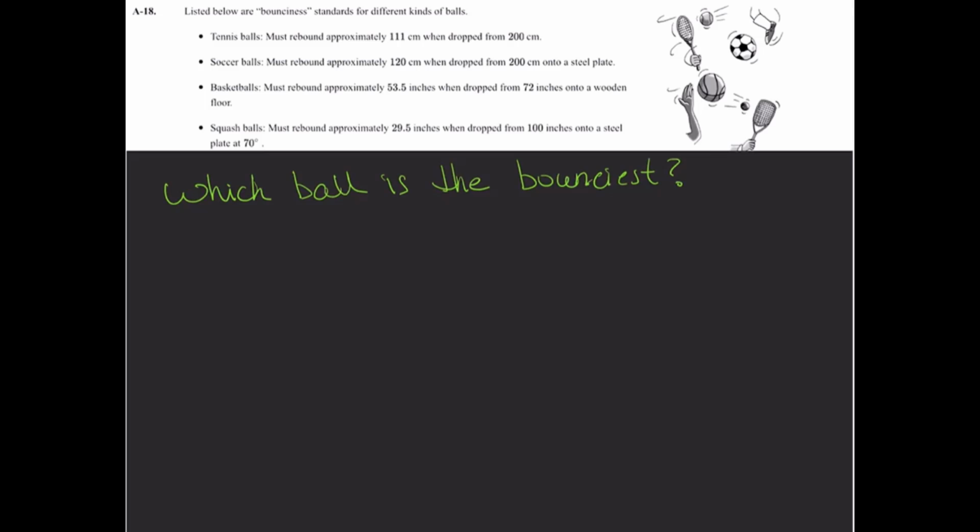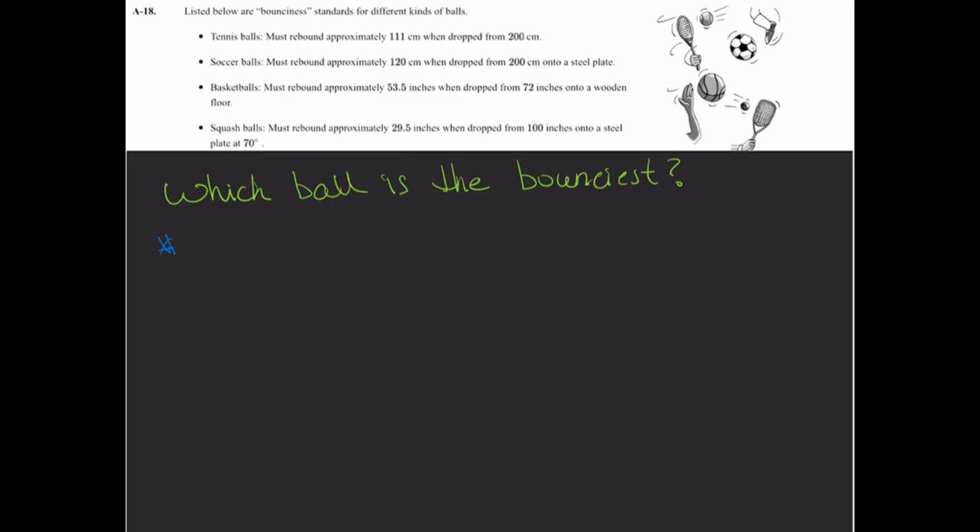For example, the tennis ball standard is that it must rebound approximately 111 centimeters if it's dropped from a height of 200 centimeters. A soccer ball must rebound 120 centimeters if it's dropped from 200 centimeters. A basketball must rebound approximately 53 and a half inches if it's dropped from 72 inches onto a wooden floor. A squash ball must rebound approximately 29 and a half inches if it's dropped from 100 inches onto a steel plate at 70 degrees. So ultimately, the information they're giving us is the bounce and the drop height.